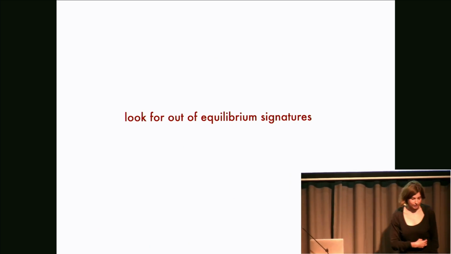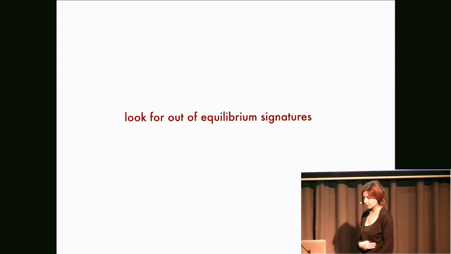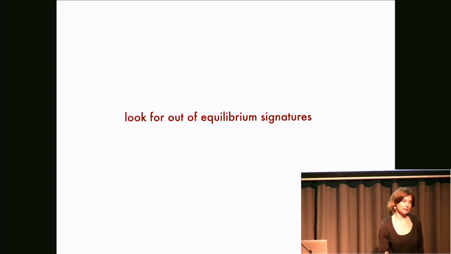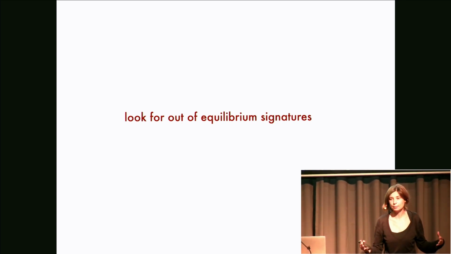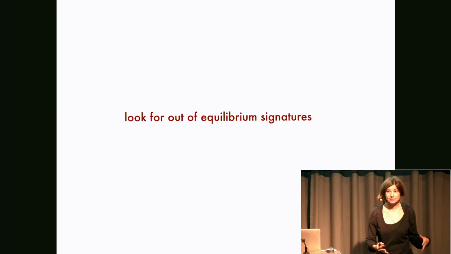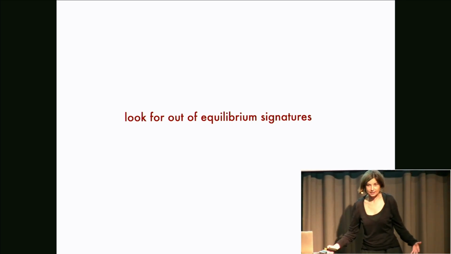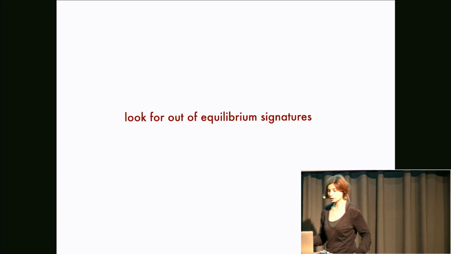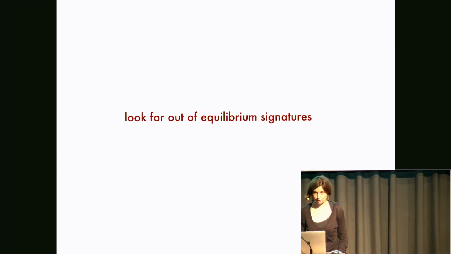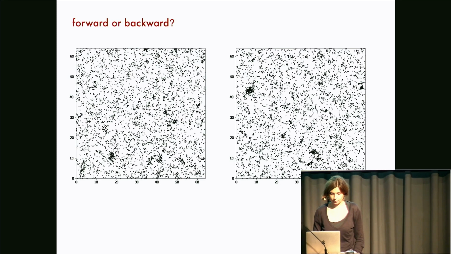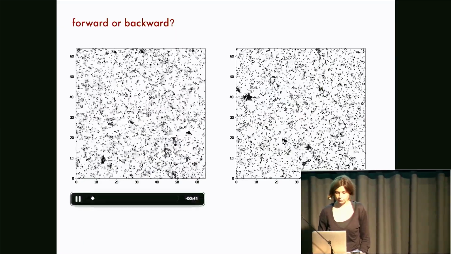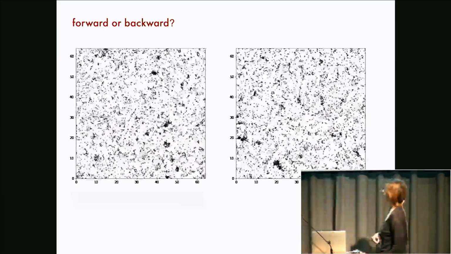So this motivated us to ask the question, well, if we look at these collective systems, and birds are one example, but there's epithelial cells, there's sheep, there's fish, bacteria, how can we look for out of equilibrium signatures? Okay, so I told everybody I'll be playing movies, so that's what I'll be doing.